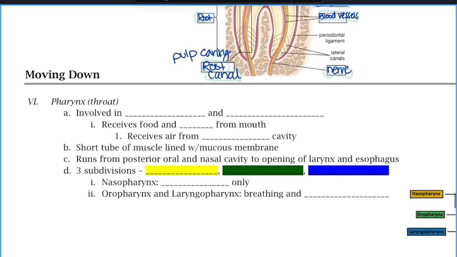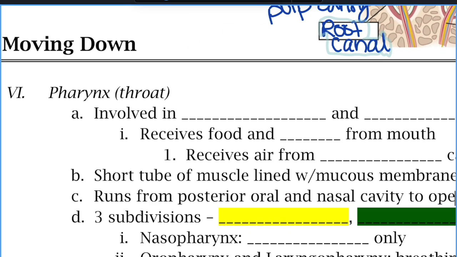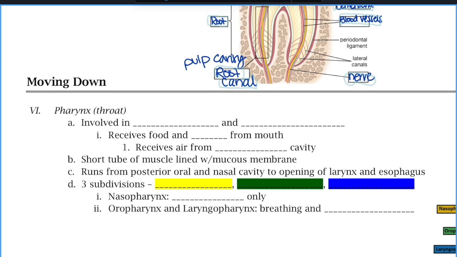Okay, so now we're going to talk about the throat, your pharynx. Not to be confused with your voice box, the larynx. They sound the same. Your pharynx is going to be right at the back of your nasal cavity and your oral cavity. We call it the throat, the pharynx.